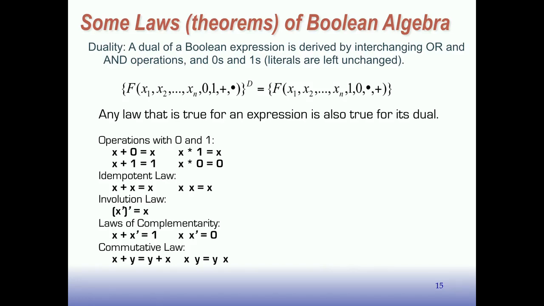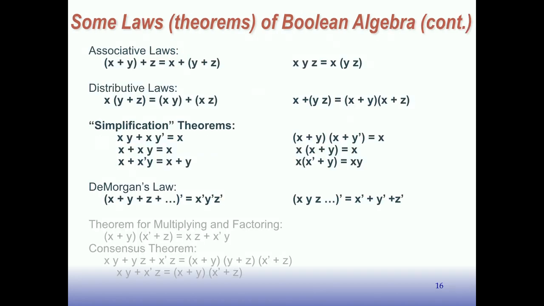The involution law is just that if you complement something twice, you get the variable back. That makes a lot of sense. It's intuitive. And there are the laws of complements here, and the commutative law, as we discussed in the axioms. There's more on this page. These go on. People have proven all kinds of laws. I just gave you my favorite ones here.